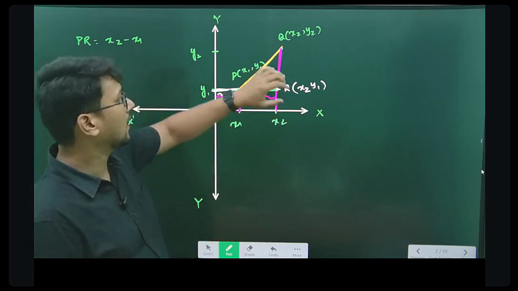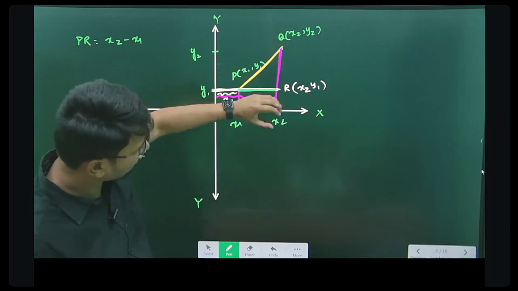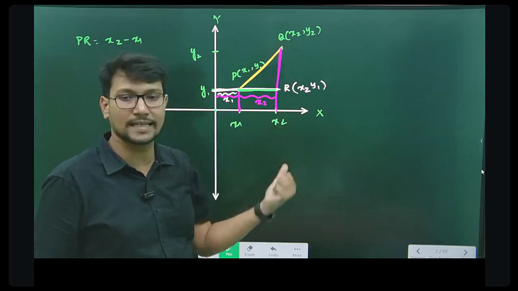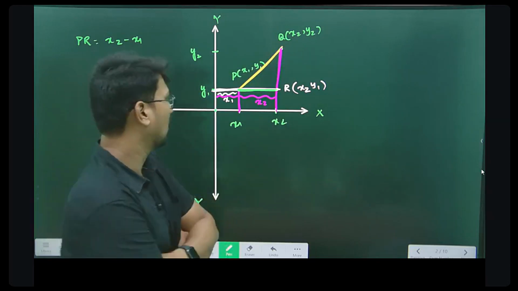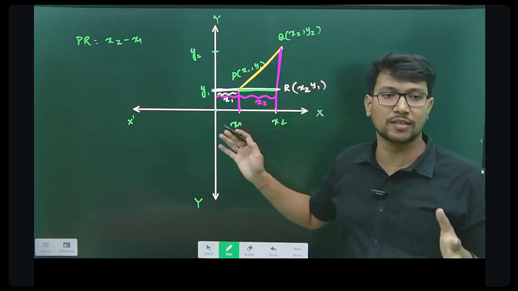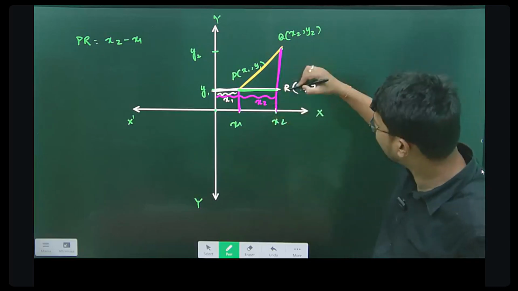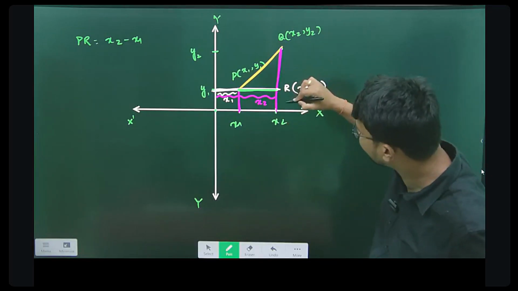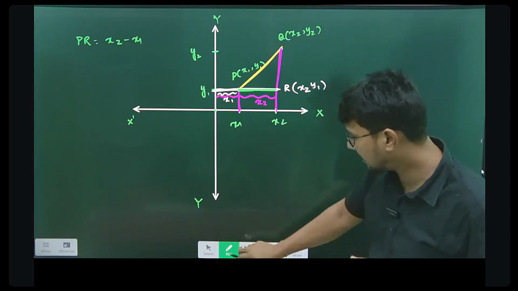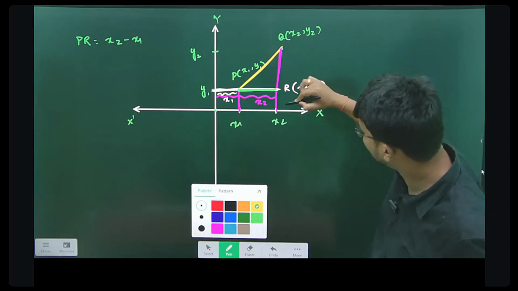Now, what is the length of Q from the x-axis? Point Q from the x-axis. Tell me, children, how much is it? y2. The whole length is y2. And what is the length of R from the x-axis? Right? Let me draw. This length is how much?